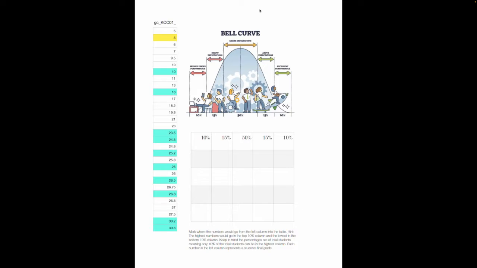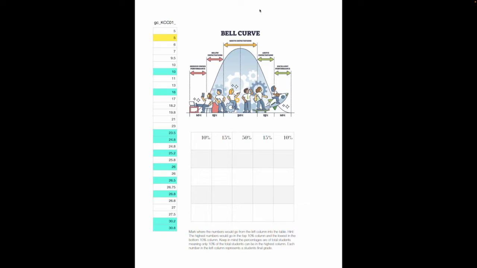So I've got some instructions here on the bottom. You're going to mark where the numbers would go from the left column with the green and yellow and white colors, and you're going to put those into the table. So let's say you printed this out, or maybe you just wanted to try to do it with your head. I'll give you a hint. The highest numbers would go in the top 10% column all the way to the right, and the lowest would go in the bottom 10% to the left.